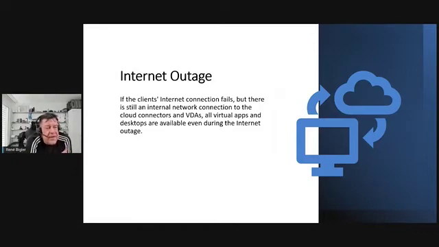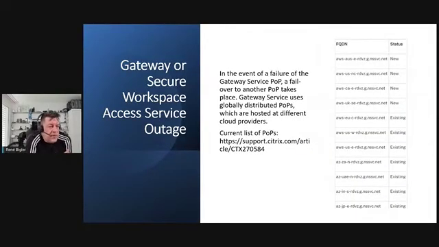What happens if you have an internet outage? If the client's internet connection fails, but there's still an internal network connection available, the internal users can still access the on-prem VDI resources by leveraging a direct workload connection. And the last scenario, what happens when the gateway service has an outage? As told already, in the event of a failure of the gateway service POPs, a failover to another point of presence takes place, and the user gets rerouted.